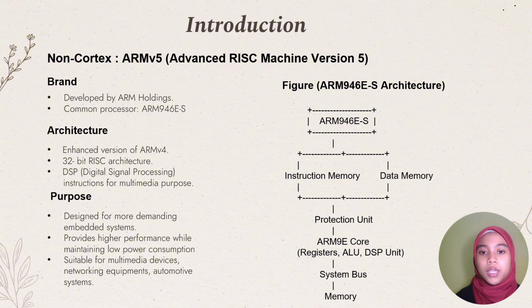On my right side, we can see the figure of ARM946E-S architecture. In this figure, we have instruction memory and data memory. Also DSP, which stands for Digital Signal Processing. The difference between ARM version 5 and ARM version 4 is that in version 5 we have instruction memory and data memory, but in ARM version 4 we have instruction cache and data cache.